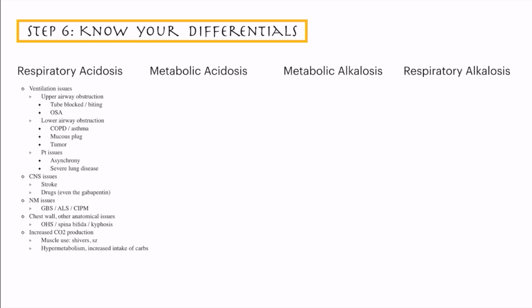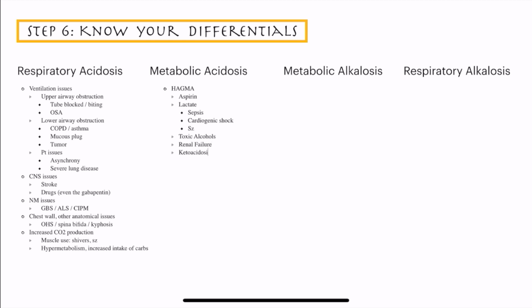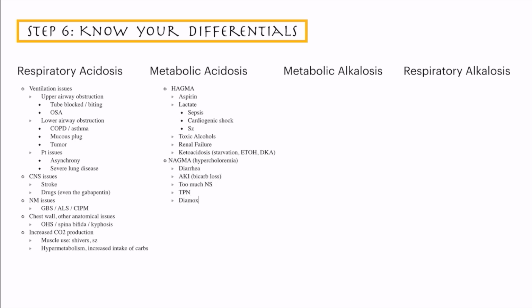You can have independent or maybe just an adjunctive effect from an increased CO2 production, which you would see in those states. Metabolic acidosis. This is really going to come down to your HAGMA and your NAGMA. Do you have a high anion gap or a normal anion gap? And it's really important. You guys have probably seen this a million times over, particularly in your patients with AKI. You need to look at your anion gap and see where you're at.